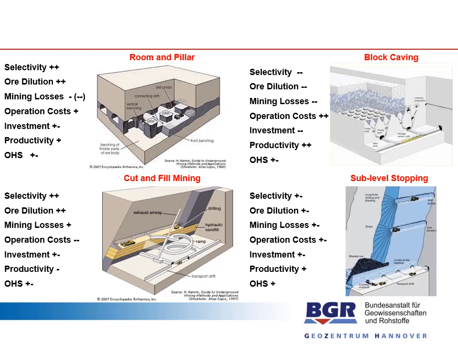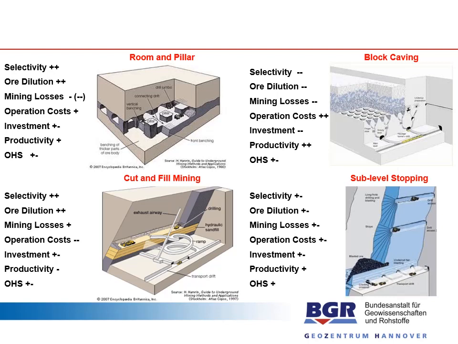On the top right, you have block caving. You can only apply block caving if you have a massive ore body. You have to undercut this ore body, and due to the collapse of the ore body above, the rock mass is also breaking down, and you can take it out.